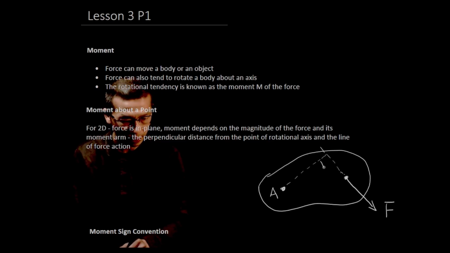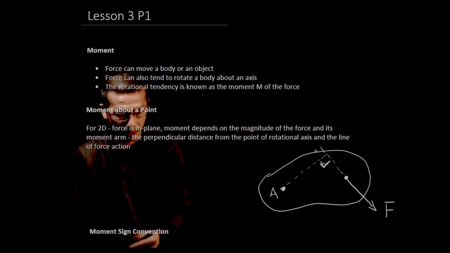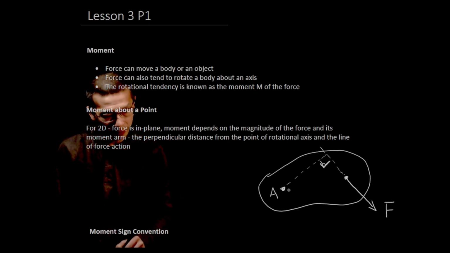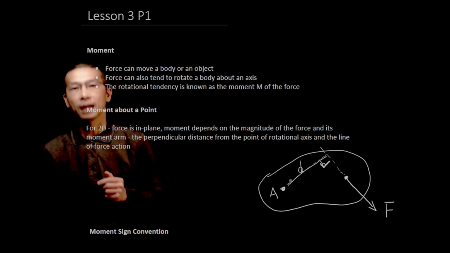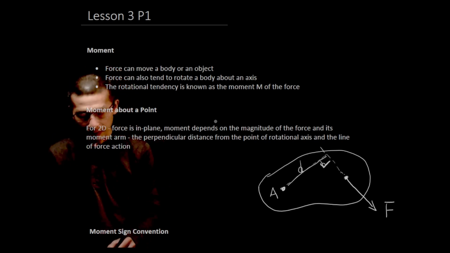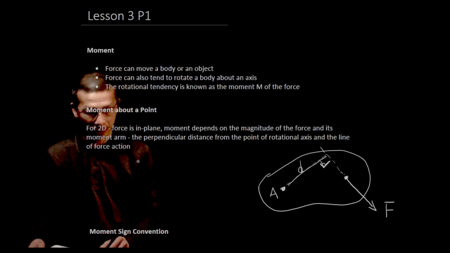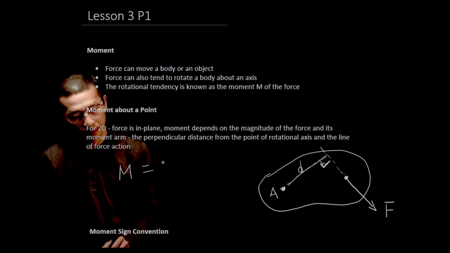In other words, here is 90 degrees, right here. And it's this distance that we call D. That's the moment arm. And then the magnitude of the moment is simply M equal to dF.